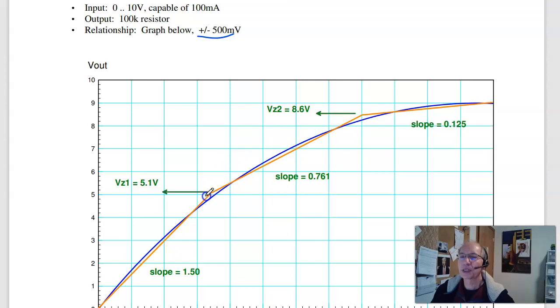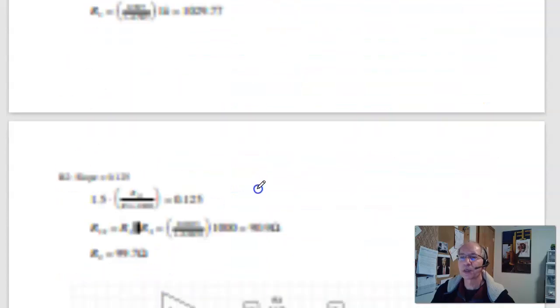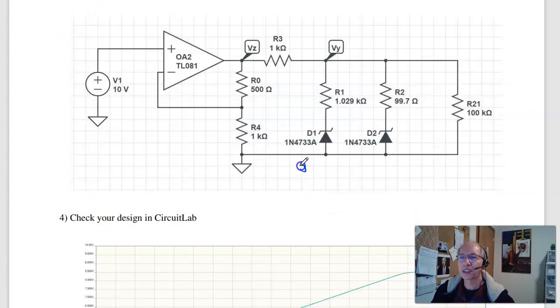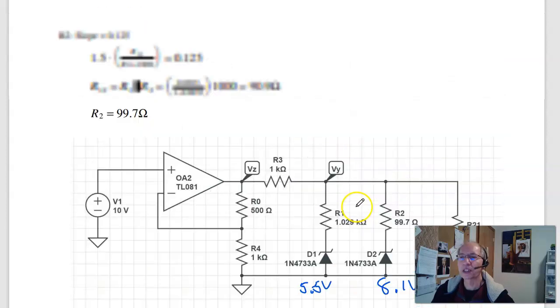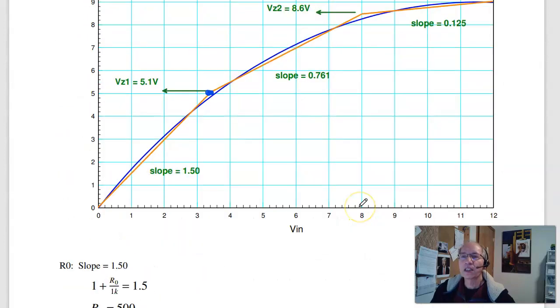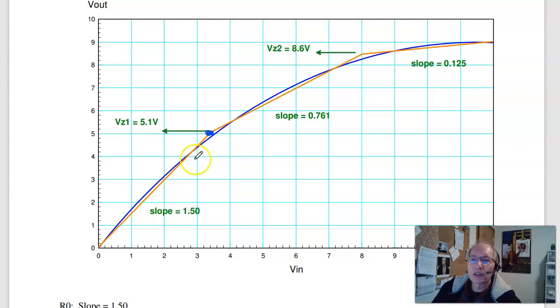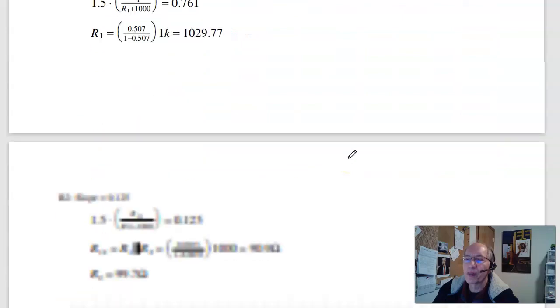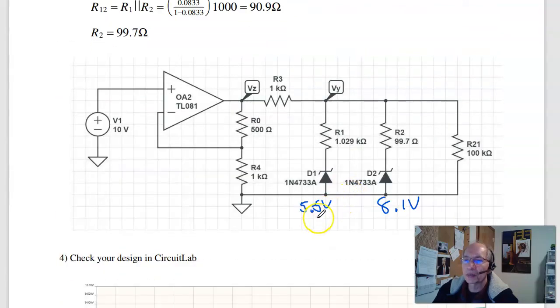Once I draw the straight line approximation, I can find the circuit. The corner right here tells me this is where the Zener diode turns on. One Zener turns on at 5.1 volts, the y-axis. The other Zener turns on at 8.6 volts. So when I build the circuit, this one is a 5.5 volt Zener, and this is an 8.1 volt Zener, where they turn on. To get the resistors, I look at the slope. So this has a slope of 1.5, 0.76, 0.125. It's actually 5.1 volts.